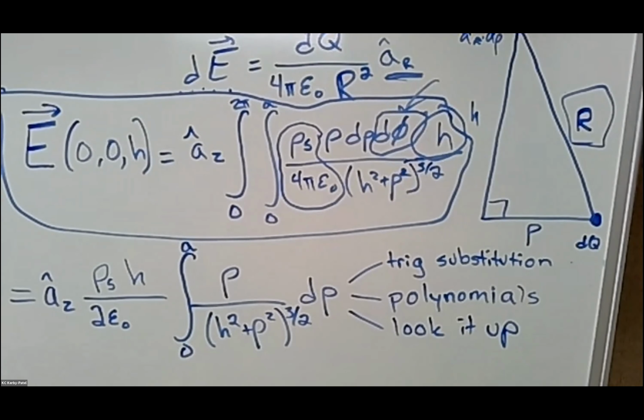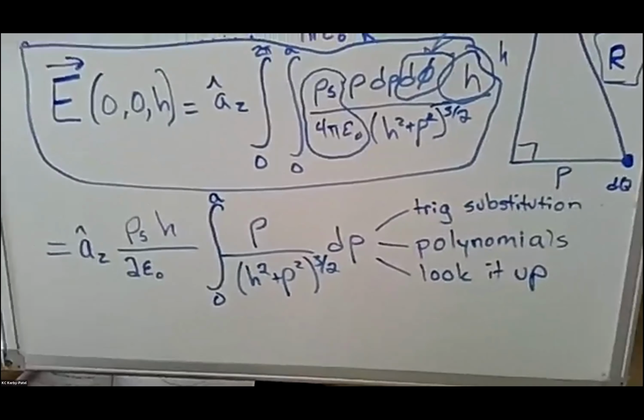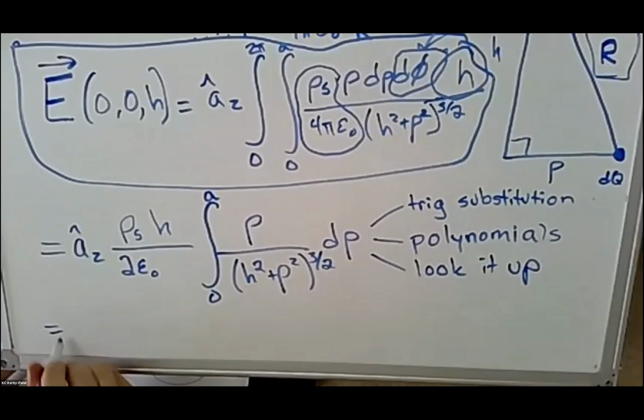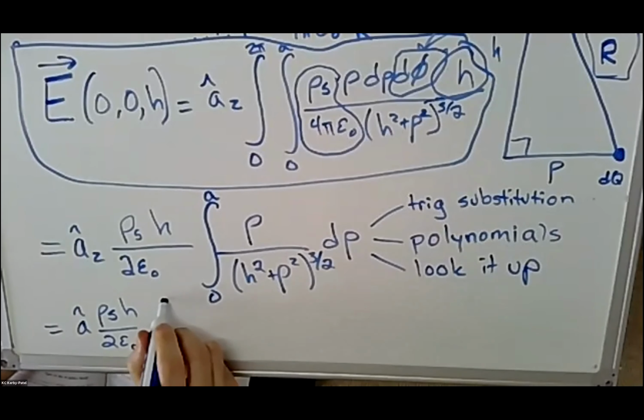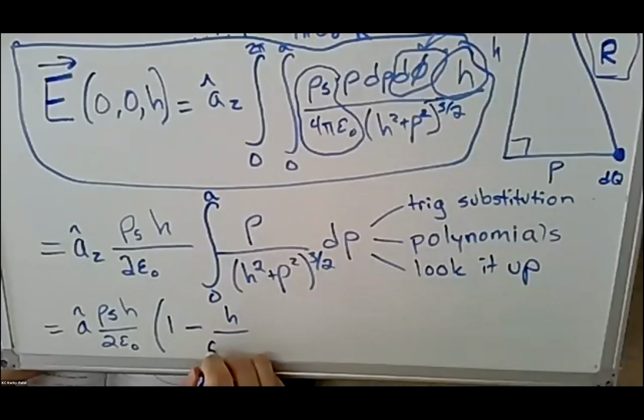And if we do look it up, we get that, let's scoot down so you can see what I write at the bottom here. This is equal to, still have a hat z, surface charge density times h over 2 epsilon naught. And then this stuff is going to be 1 minus h over the square root of a squared plus h squared. That's it.